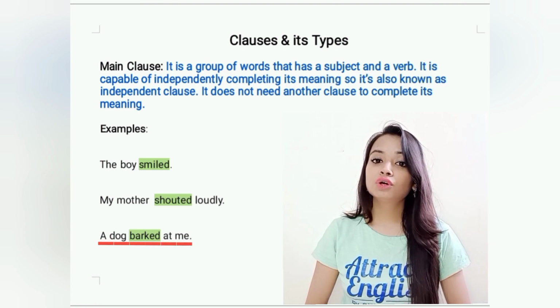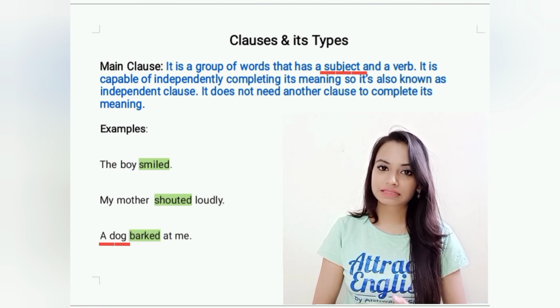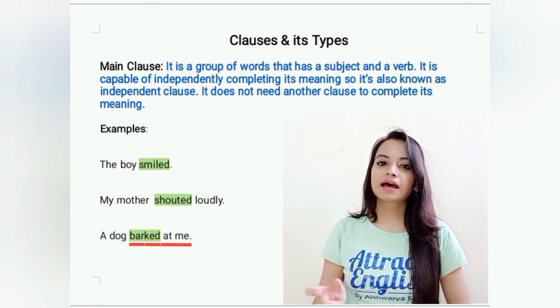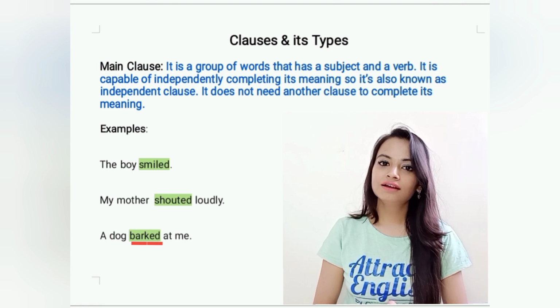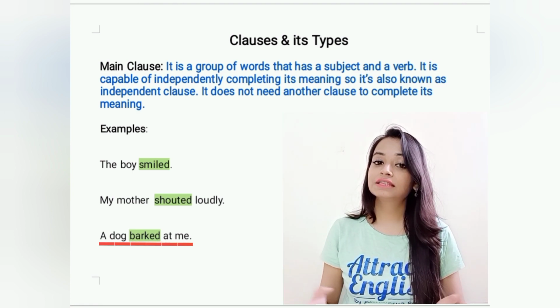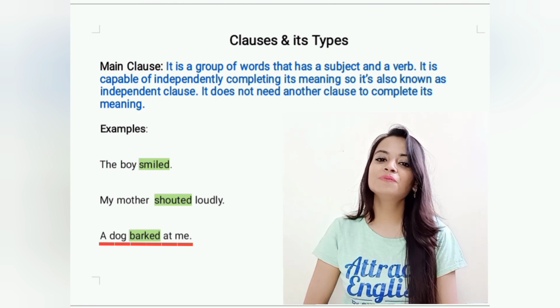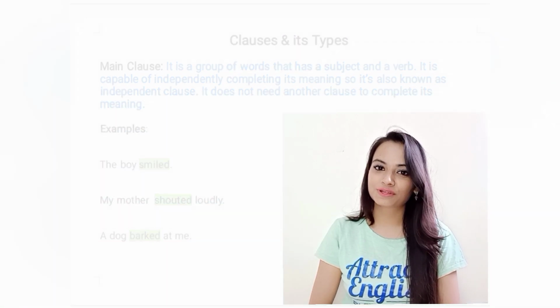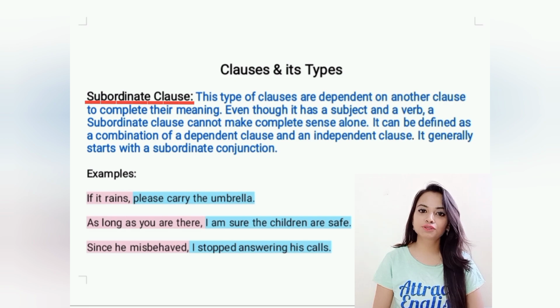Lastly, a dog barked at me. So here, a dog, this is the subject, barked at me, this is the object in which barked is the verb, and this combination of words is again successful in making complete sense, and so it is also a main clause. The next type of clause is subordinate clause.